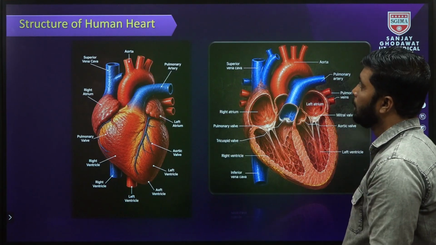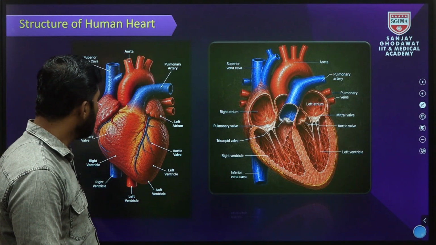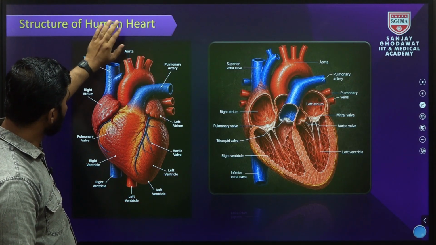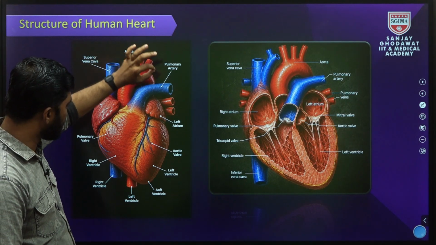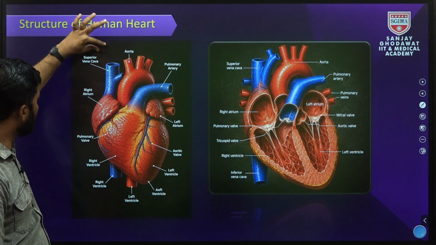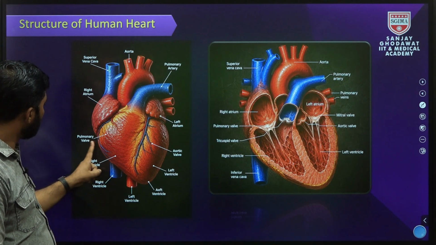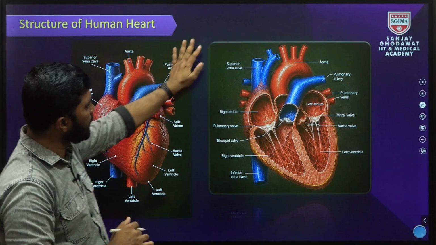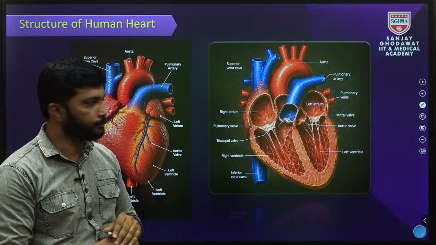Now we go to the structure of the heart, which is very important. This is the outer view of the human heart, with the different parts: aorta, pulmonary artery, left atrium, right atrium, superior vena cava, inferior vena cava. This is the pulmonary wall, with different labels. This is the outer view diagram, and this is the inner view of the heart.